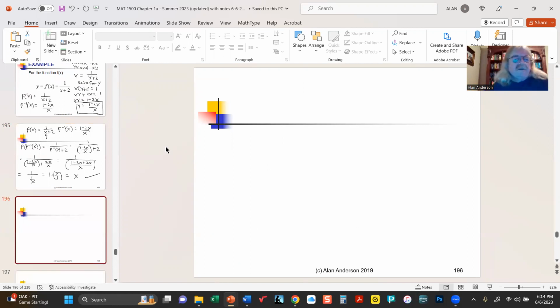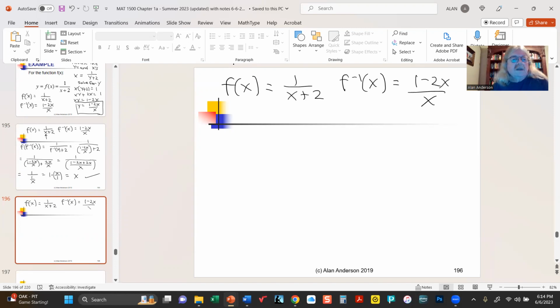All right, so let me repeat the values. F of x... now I need to show that f inverse of f of x is x. So we're in the inverse, I need to replace both of these x's within f of x. Just a little bit messier.